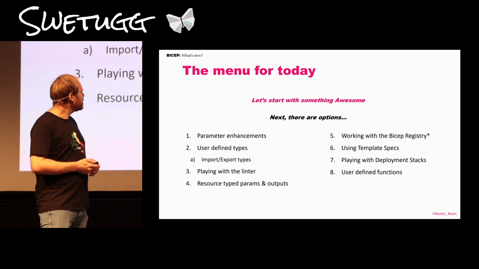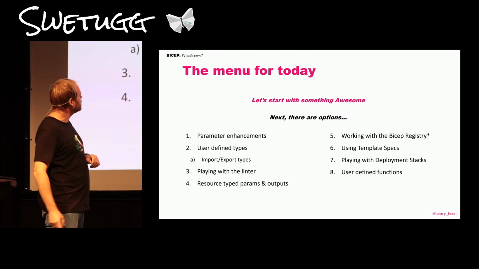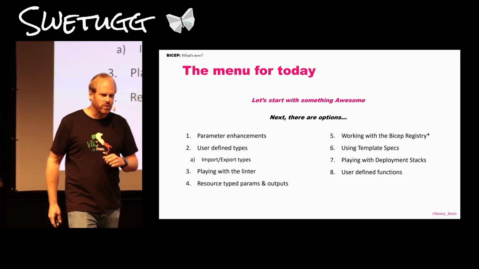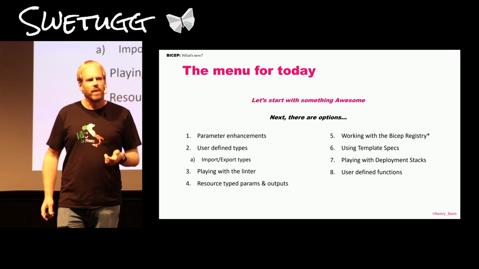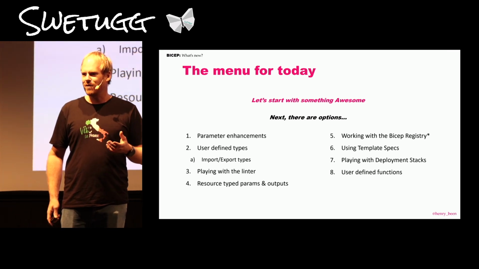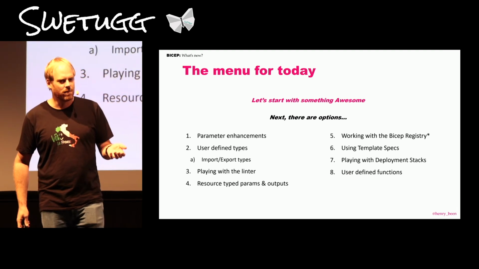And then for the rest of the session, these are the options that I thought might be interesting to you to talk about. The first one is a number of enhancements around parameters. If you started with Bicep a couple of years ago, you still had to write those dreaded JSON files with the parameter values. There's a much better option right now.